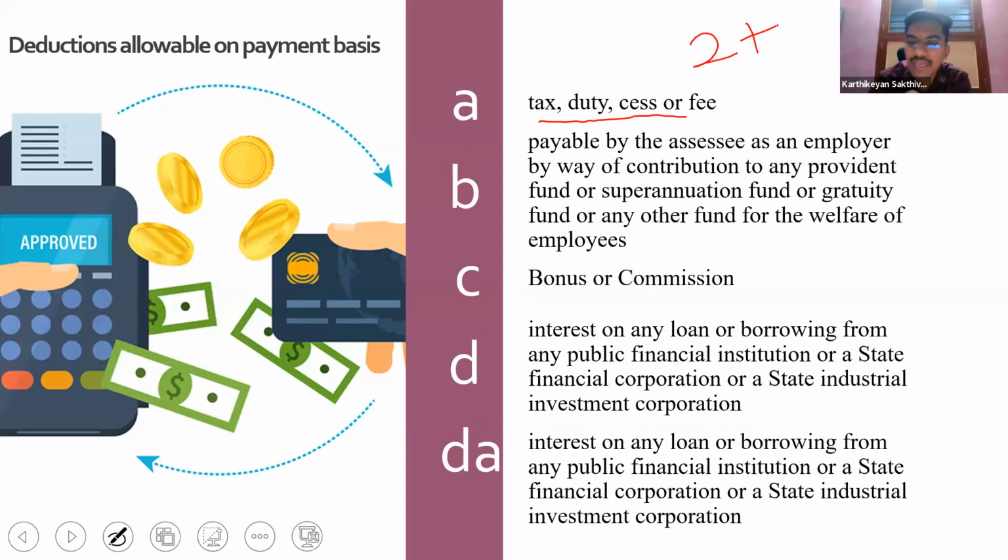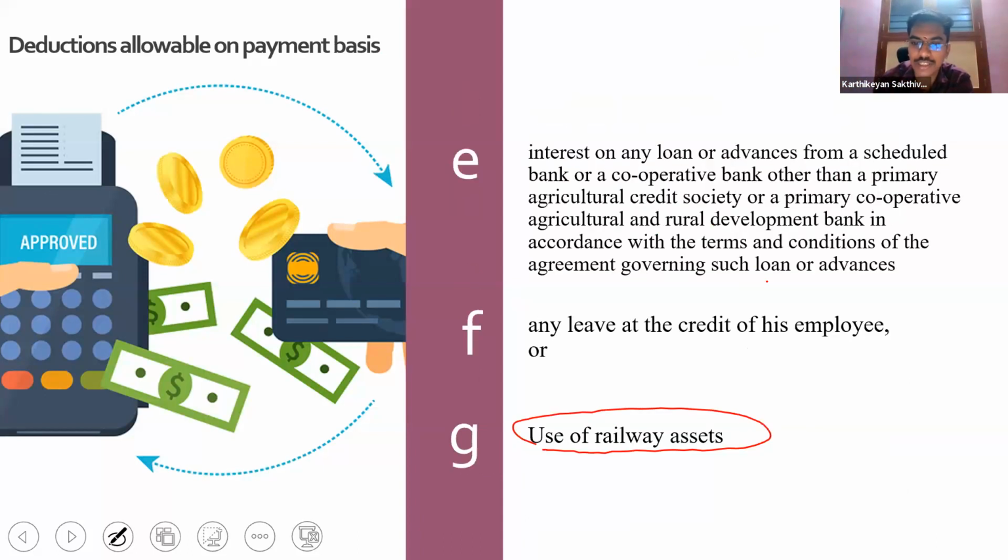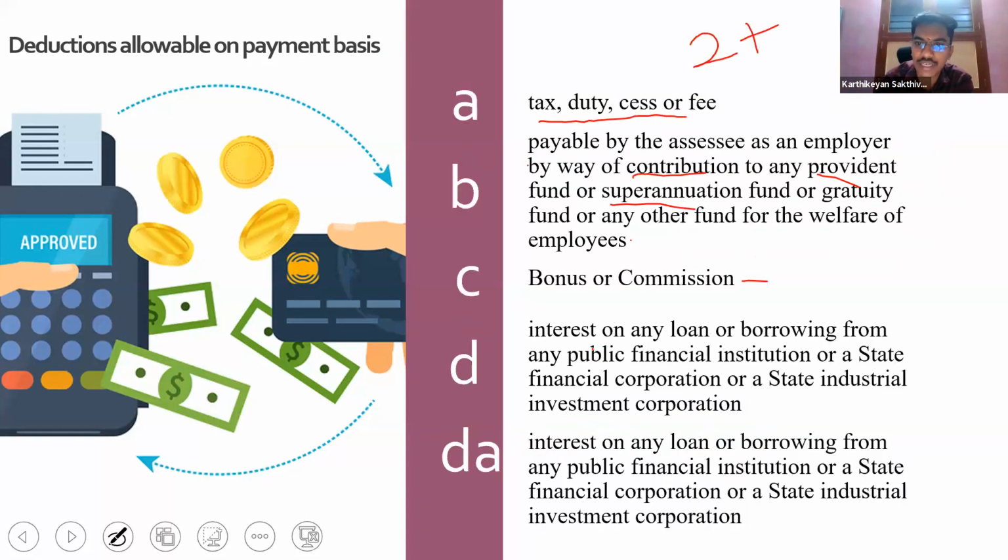Next, payable by the assessee as an employer by way of contribution to PF, superannuation fund, gratuity fund. I'll just come to this. There is a point. I'll just come to that. For now, just take note of this. This is in relation to employee. Bonus or commission is in relation to employee. Leave at the credit of the employee is in relation to employee. So three in relation to employees.